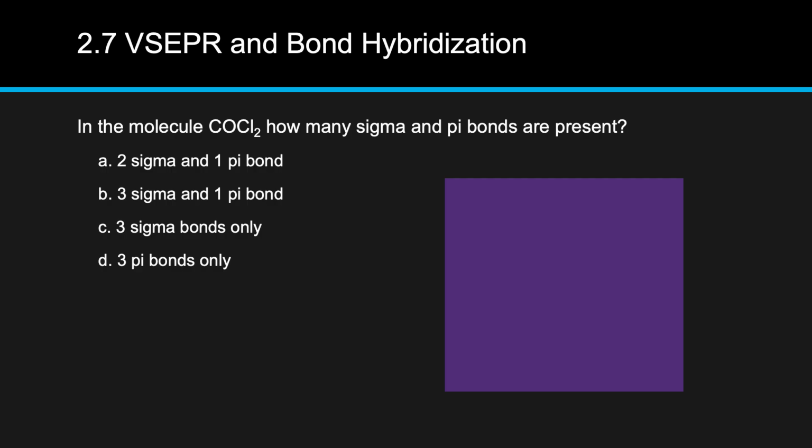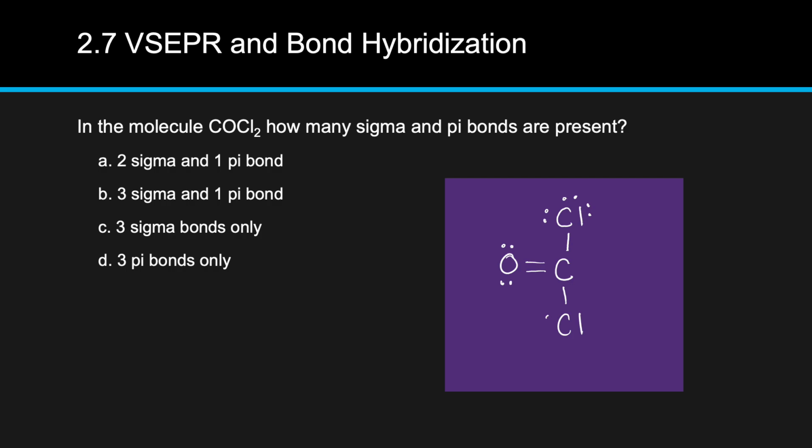So in the molecule COCl2, how many sigma and pi bonds are present? So we know when we have carbon, we're going to put that right in the middle of our Lewis structure because it forms four bonds. Then we have a terminal oxygen and two terminal chlorines. Now we know oxygen wants to form two bonds and have two lone pairs, and chlorine wants to form one bond and three lone pairs.